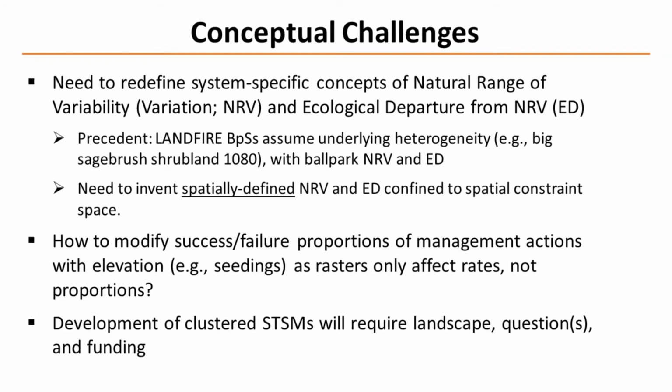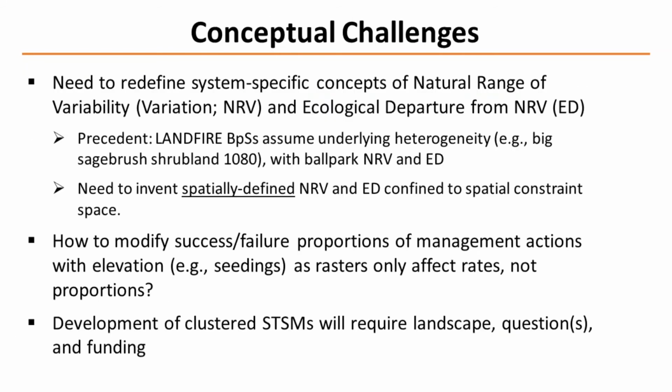Because you're saying, I have trees in the NRV, so I should have 5% of my landscape in trees. I know very well that you will never have trees in Wyoming semi-desert. It's impossible. It's physiologically impossible. So your NRV is incorrect, and you have to make the natural range of variability and ecological departure spatially explicit. We have to change how we think about departure and all that when we do this.